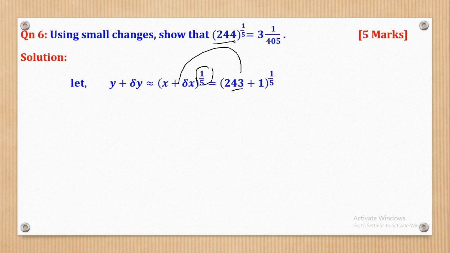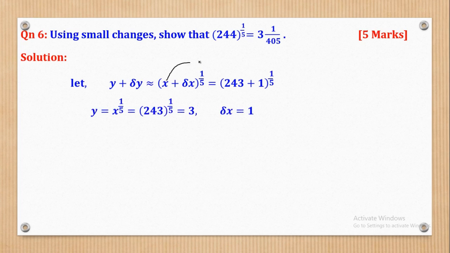What about 4 to the power 5? 4 to the power 5 is 1024. Now when you compare 243 and 1024, you realize that 243 is closer to this value. So that means that you write here 243 and ignore the rest. So that is where that 243 is coming from. So with that it means that x is 243 and small change in x is 1. That means that y will be a fifth of x, which is 3.